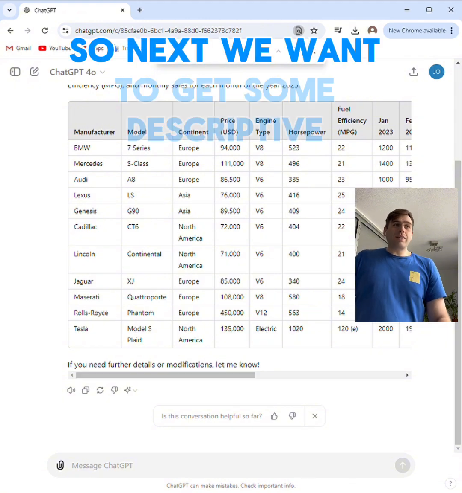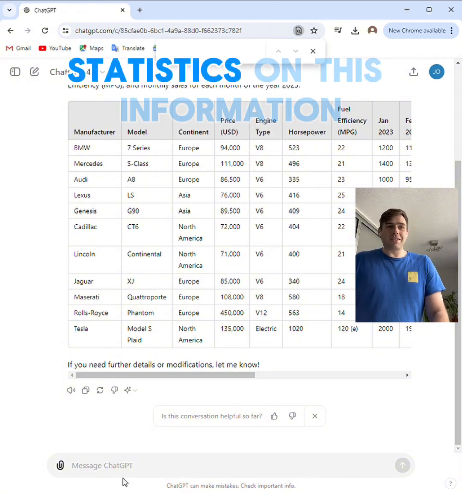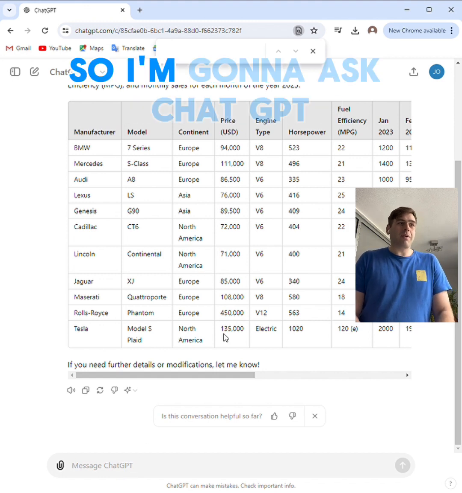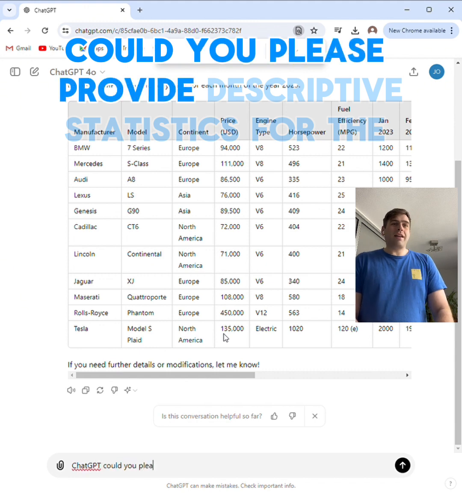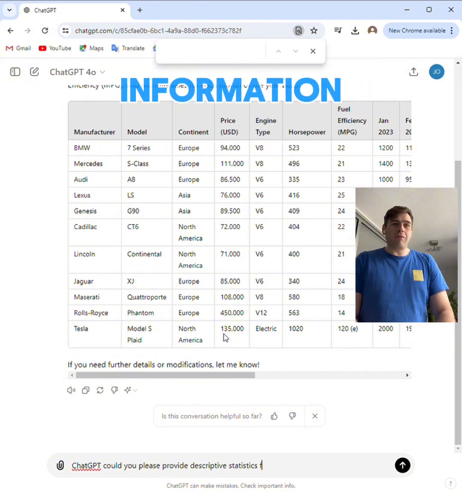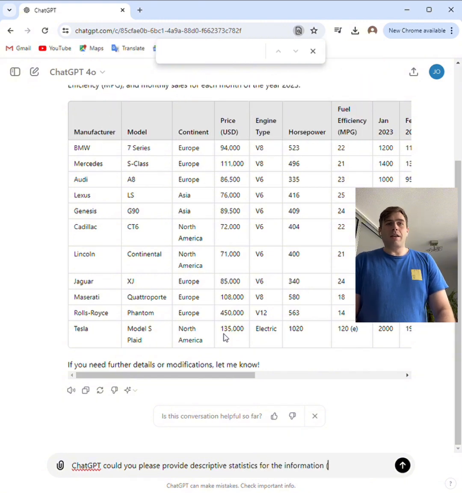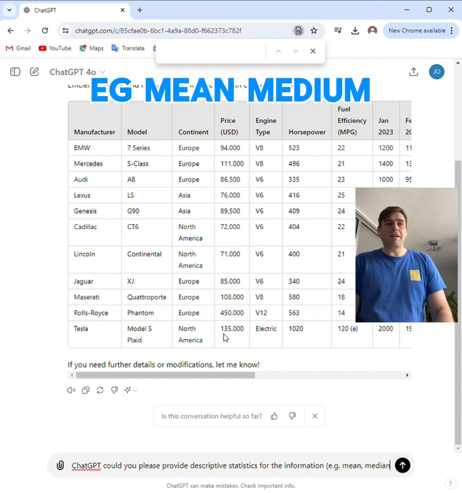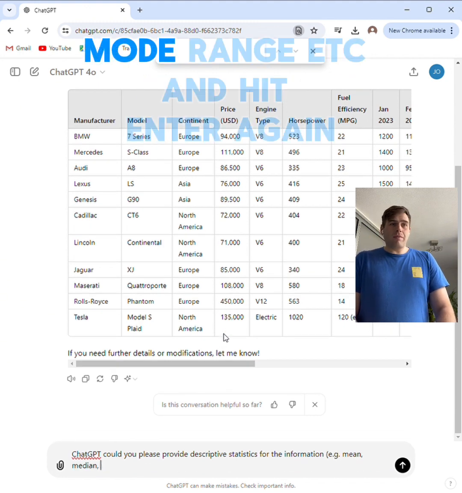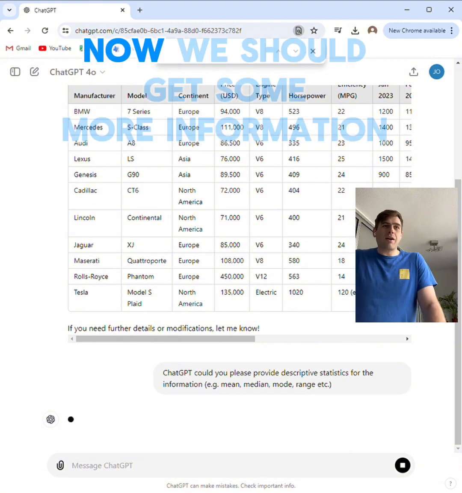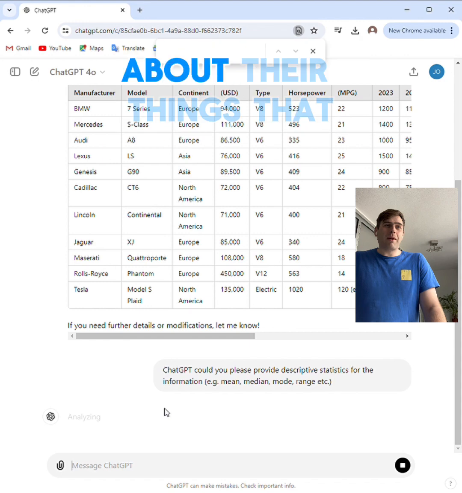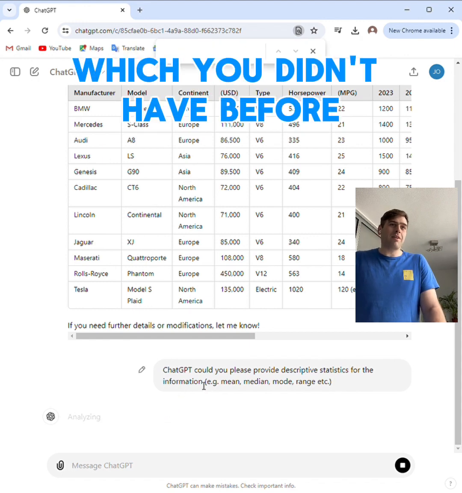So next we want to get some descriptive statistics on this information. So I'm going to ask ChatGPT, could you please provide descriptive statistics for the information, e.g. mean, median, mode, range, etc. And we'll hit enter again. Now we should get some more information about the dataset, which we didn't have before.